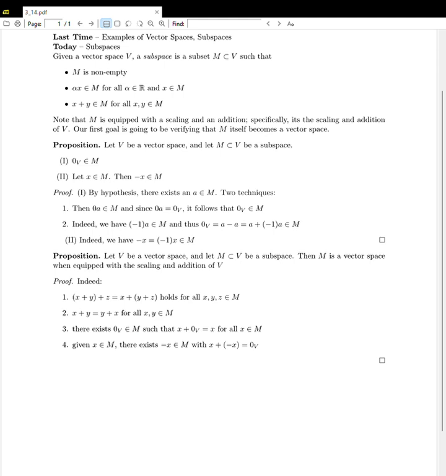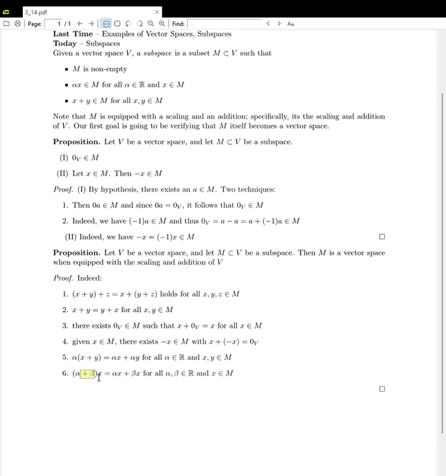All right. And then finally, we have our scaling axioms that we need to verify, but the scaling is coming from a vector space V, so all of the scaling axioms just pop out for free. That works for all x and y out of M, because all of them came from V, right? They came out of M, and M lives in V.